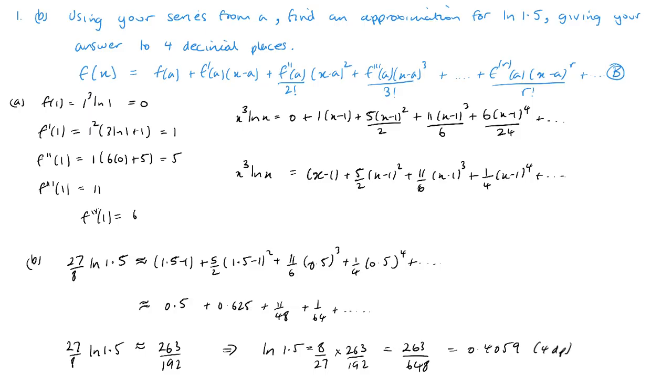Okay, now if you do ln 1.5 in your calculator, you get the answer 0.4055, so it's just slightly off the real value. Okay, obviously the more expansions we do in terms of this series, the larger we make this series, the more accurate our approximations would be. So that is the first question done. Let's look at question 2.